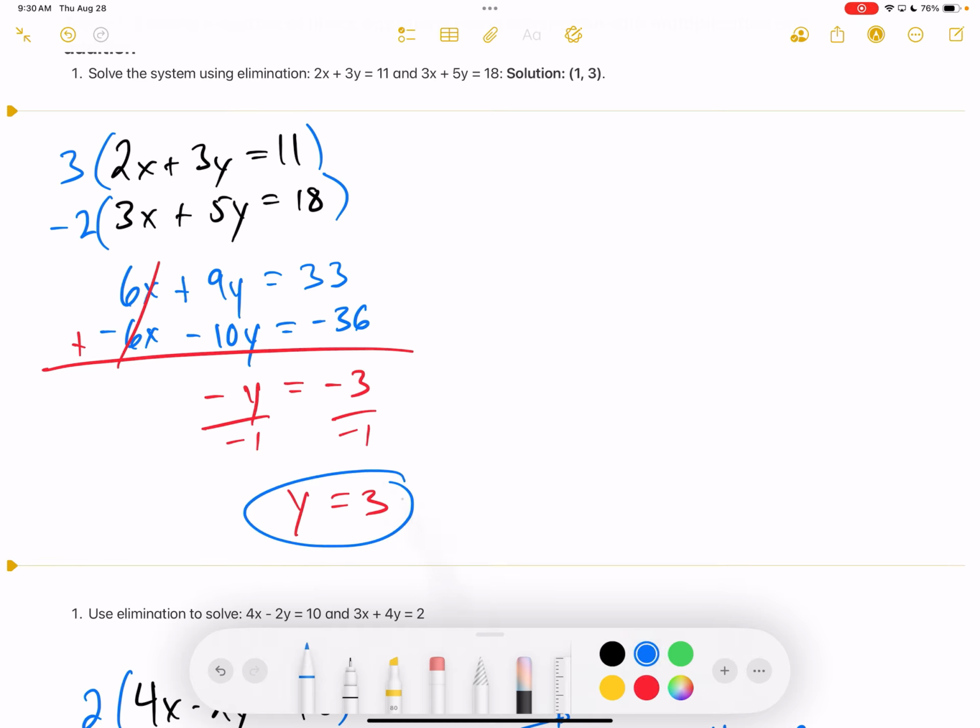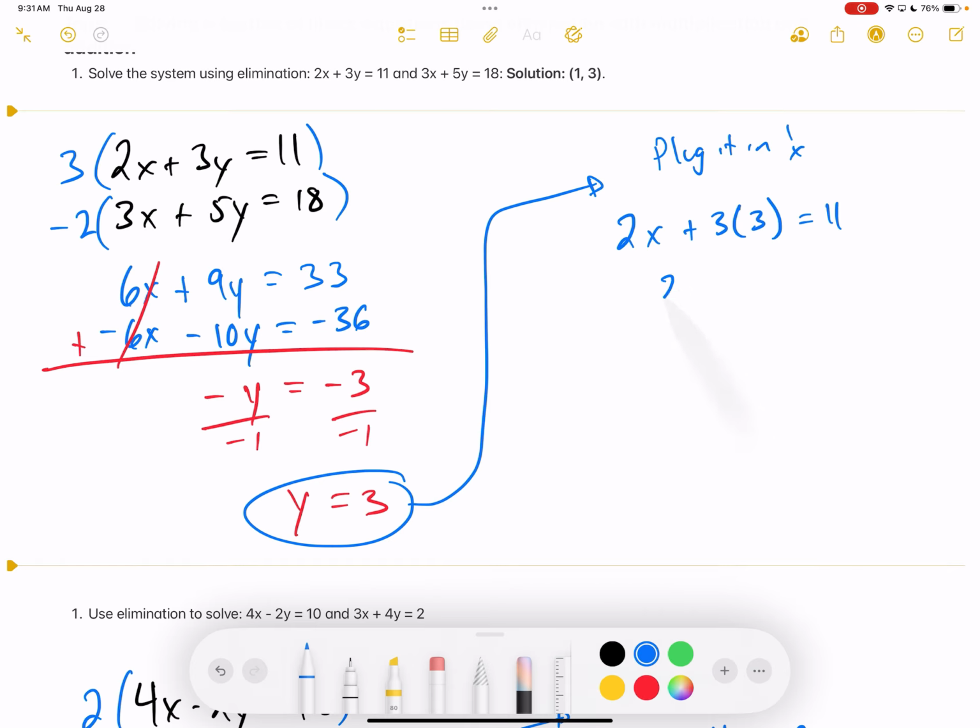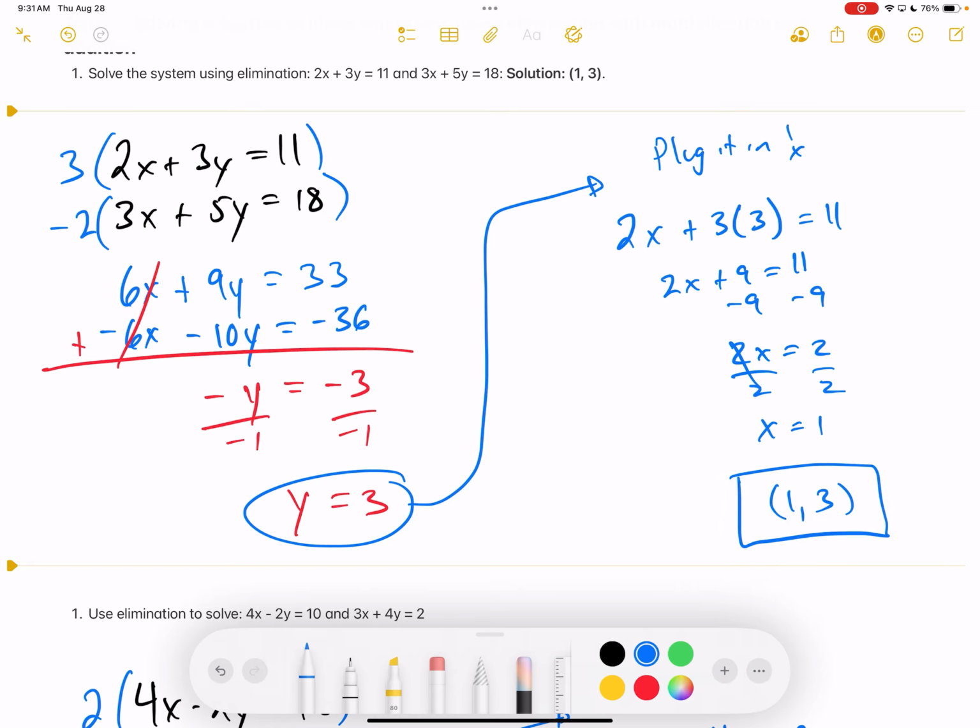So now once you get one answer, you just plug it in to get the other answer. You can plug it into any equation you want to. I'll plug it into the top one. It's a little smaller numbers to work with, I guess. So 2x plus 3, I'm putting a 3 in for y, equals 11. So 2x plus 9 equals 11. Subtract 9 from both sides. Divide by 2, and x is 1. So these intersect at the point (1, 3).